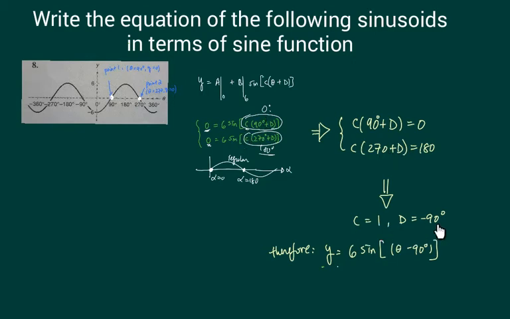Solving this together, we have C equal to 1 and D equal to minus 90. So basically the curve got shifted 90 degrees to the right and the magnitude is 6. So that's the final answer.